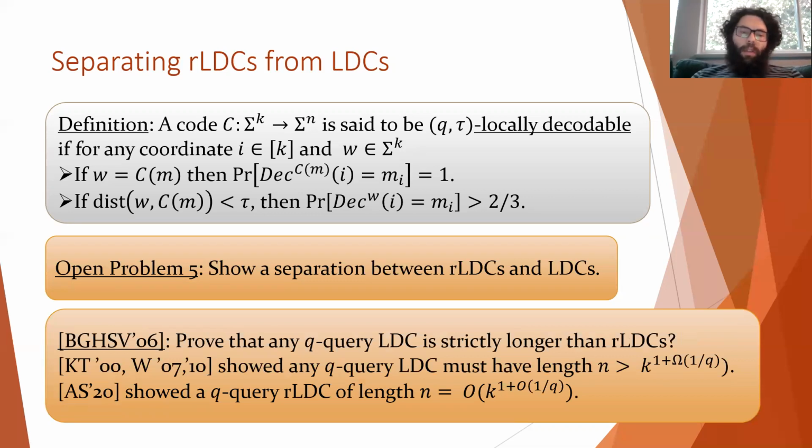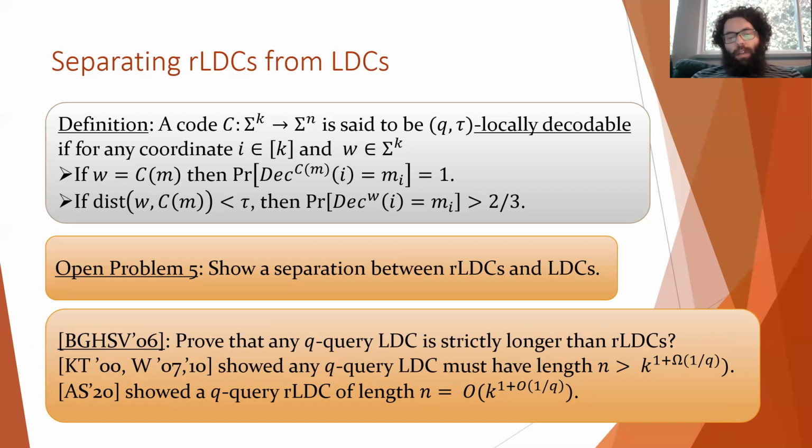And specifically, one possible approach to separating the two notions is to ask about their length. So is it true that any Q-query LDC is strictly longer than the best constructions for RLDCs? Specifically, the work of Katz and Trevisan, and there was a follow-up by Woodruff. They showed that any Q-query LDC must have length at least k to the power 1 plus 1 over q. So there is some constant hiding there.